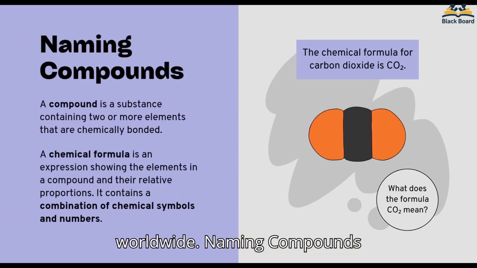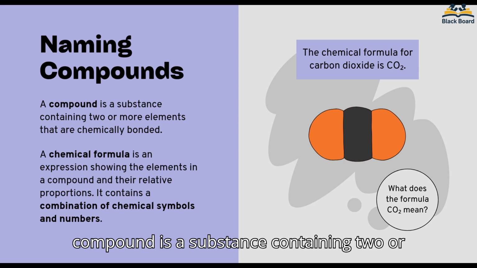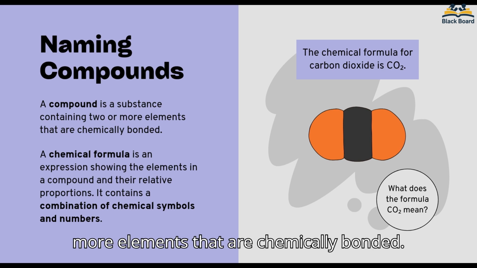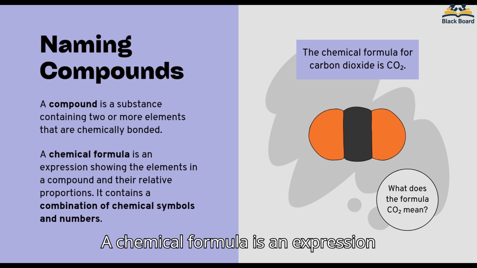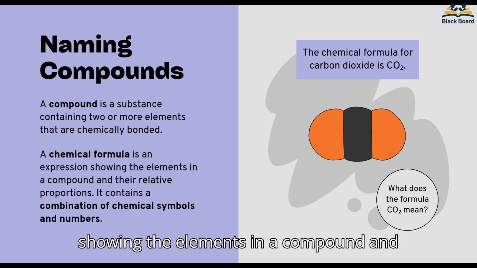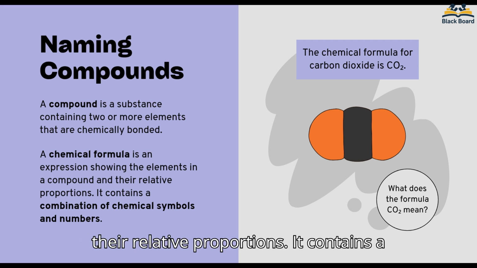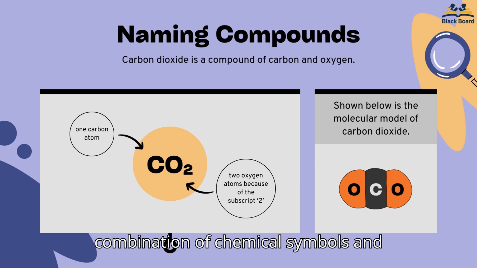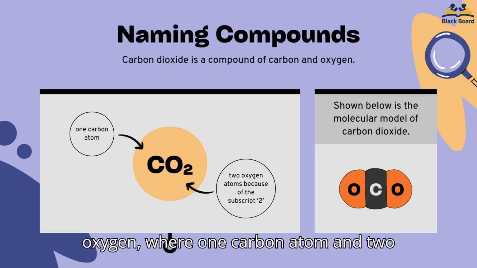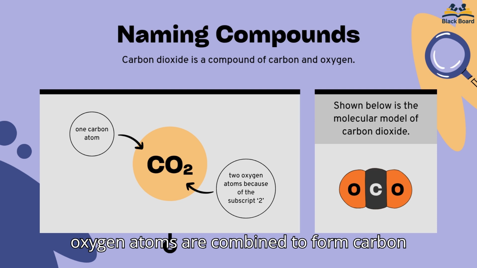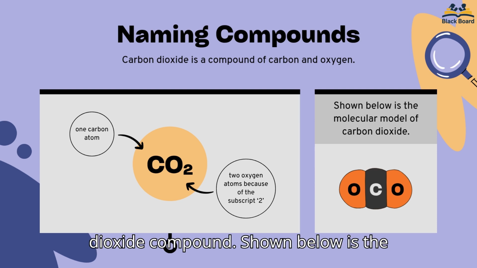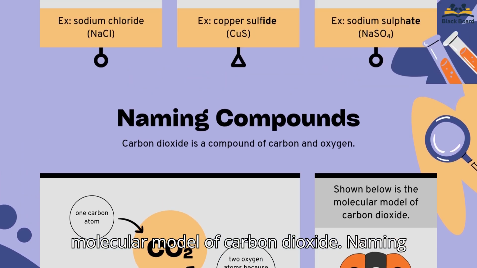Naming compounds. A compound is a substance containing two or more elements that are chemically bonded. A chemical formula is an expression showing the elements in a compound and their relative proportions. It contains a combination of chemical symbols and numbers. Carbon dioxide is a compound of carbon and oxygen, where one carbon atom and two oxygen atoms are combined to form carbon dioxide compound. Shown below is the molecular model of carbon dioxide.